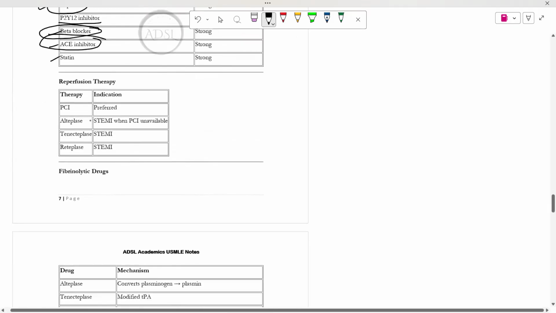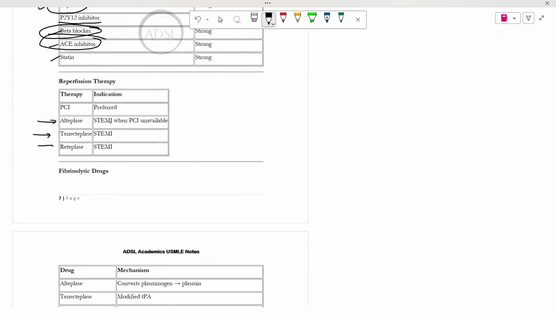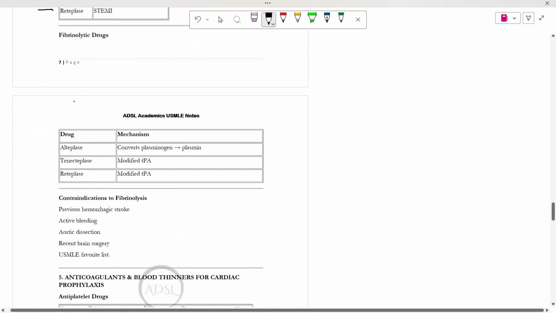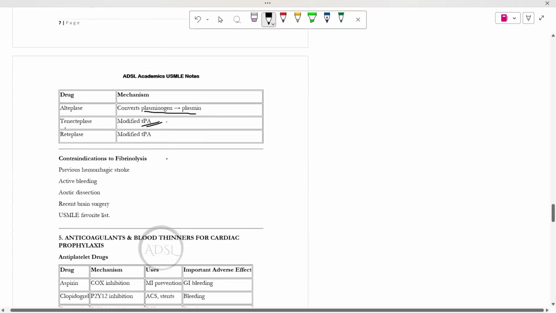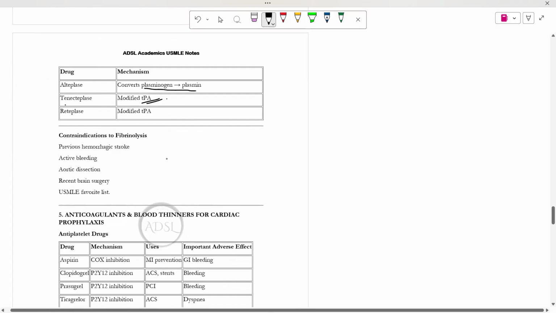All right. So apart from that, when there is myocardial infarction, you can give alteplase, reteplase, etc., so that it causes thrombolysis, and preferably you need to do an angioplasty. Okay. So what does alteplase do? It converts plasminogen into plasmin, whereas these two are recombinant TPA. Okay, modified TPA that is there.